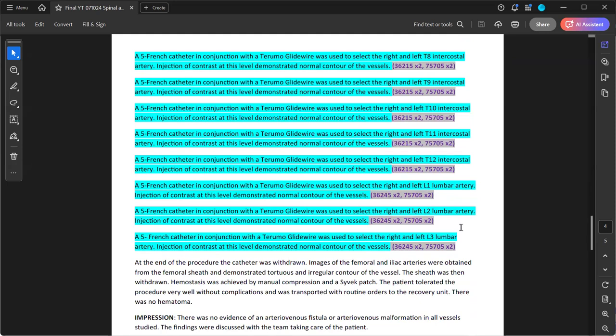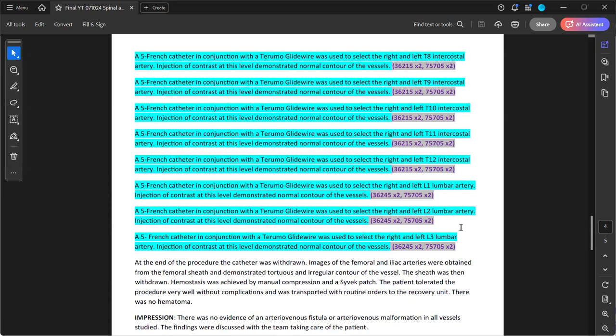Then I'm going to scroll down to where we get to the lumbar arteries. So now we have the right and left lumbar arteries being catheterized at the L1, L2, and L3 levels. So our imaging code does not change. Spinal artery coding is always going to be the same. Where we see a difference in coding is the catheterization coding. Why is that?